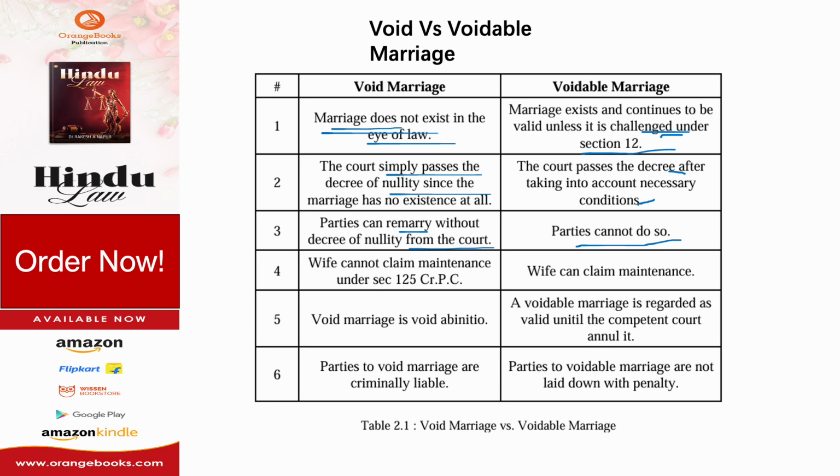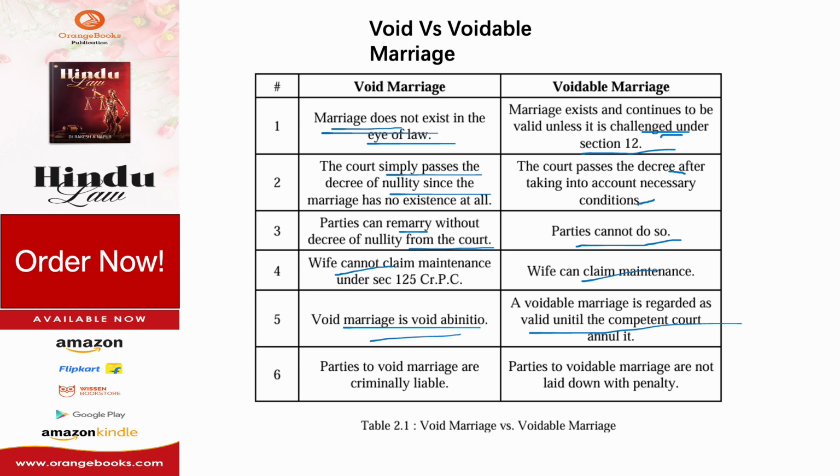Under CrPC, there is a maintenance provision under Section 125 of the earlier CrPC. So this wife cannot claim, but a wife can claim maintenance under CrPC. Void marriages are void ab initio. From day one itself, it is void. There is nothing like nullity, just to take a confirmation from the court, but these are void from the beginning. Voidable marriages are valid at the beginning until some competent court annuls or cancels it.